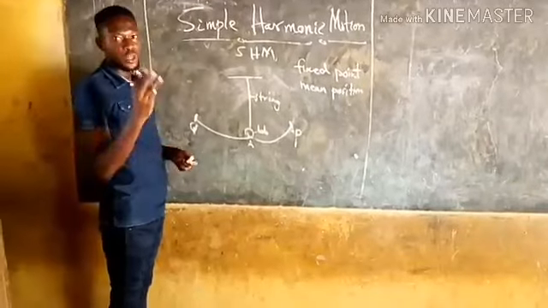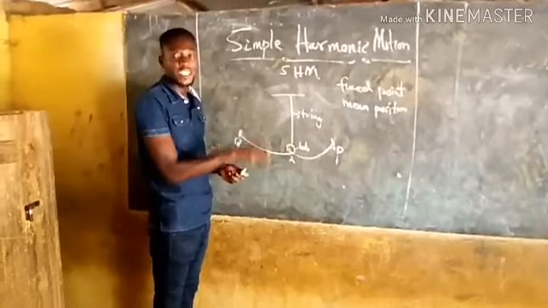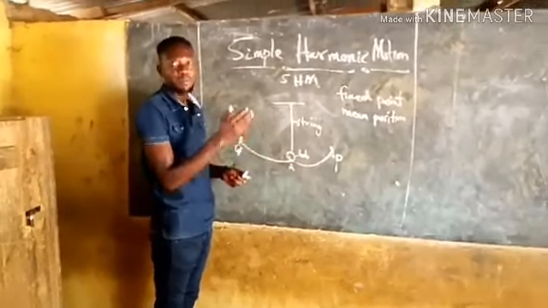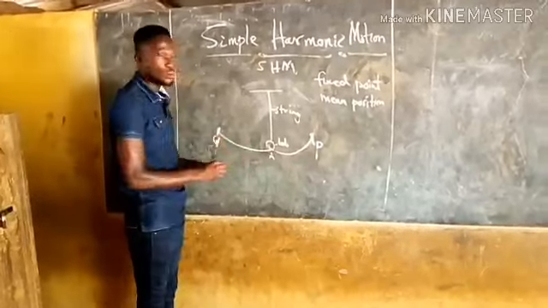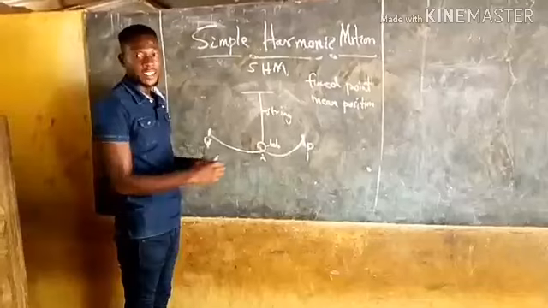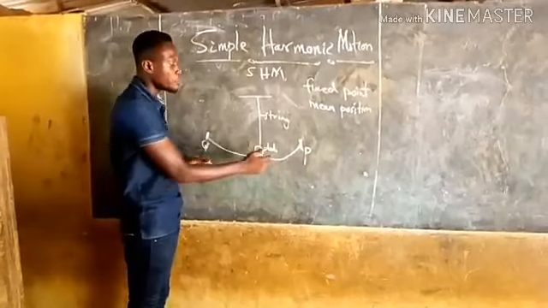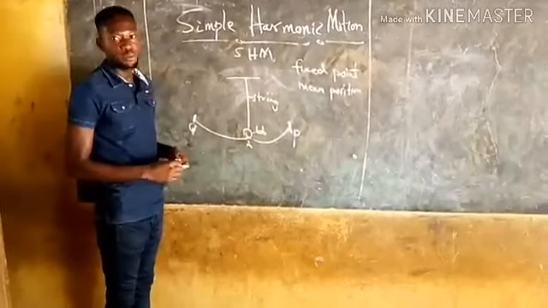So we have 3 points here. Point A, which serves as the mean position or the fixed point when the ball hasn't been displaced yet. Then point P and point Q will serve as the two extreme ends. That's the highest point the ball can reach before coming back to the mean position.